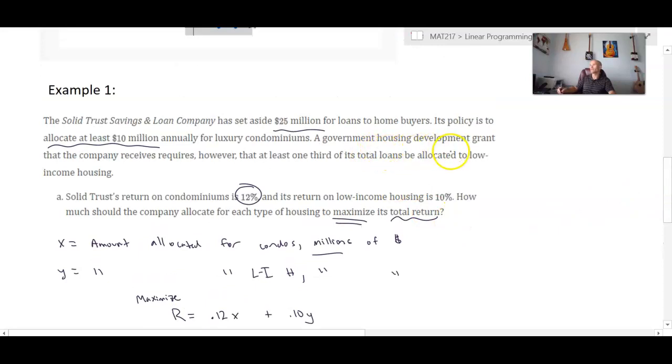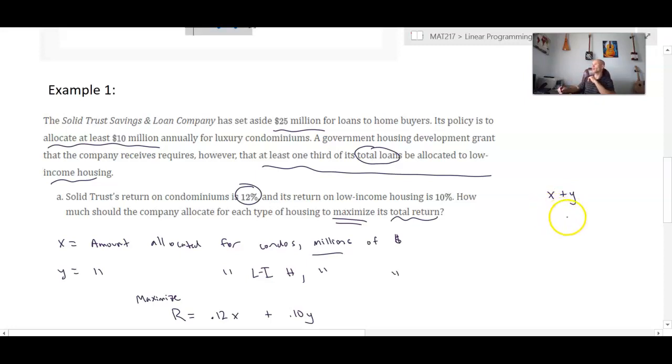Finally, a government housing development grant that the company receives requires, however, that at least 1/3 of its total loans be allocated to low income housing. Wow, okay, so how do we write that as a constraint? At least 1/3 of its total loans be allocated to low income housing. Well, its total loans, first of all, is X plus Y.